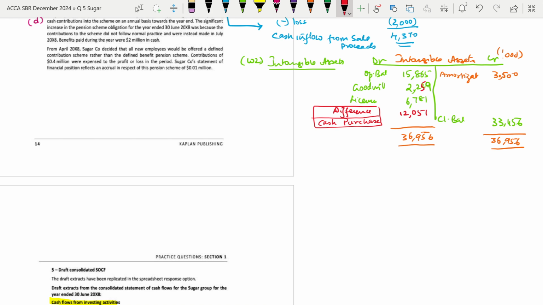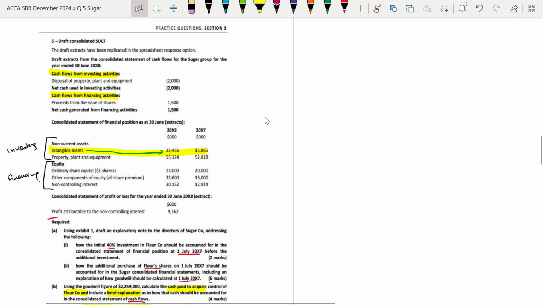Next, what is there? We have done this. There is nothing in plant and equipment. Ordinary shares. How much are the ordinary shares? There is nothing like NCI now. We are not concerned, NCI we will do. Ordinary shares are 20 and 23. They have issued anything? Premium, ordinary share capital. Ordinary share capital is this much. Any share premium? Check.